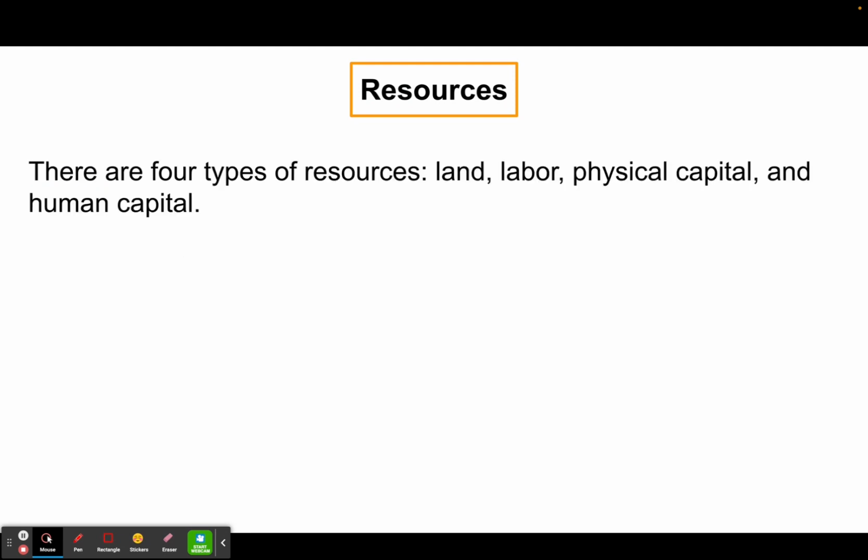So, in this class, we're going to talk about four different types of resources: land, labor, physical capital, and human capital. There actually is a fifth one called entrepreneurship, but that is going to be beyond the scope of this class. We will talk about how businesses, entrepreneurs behave, but that'll happen later on in the course. But the term entrepreneurship is not one that you need to know in this course.